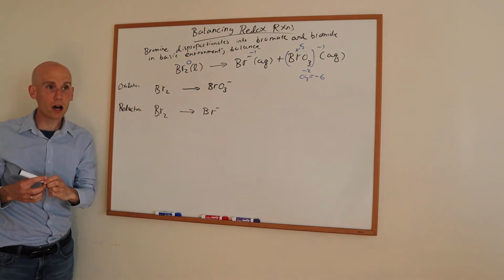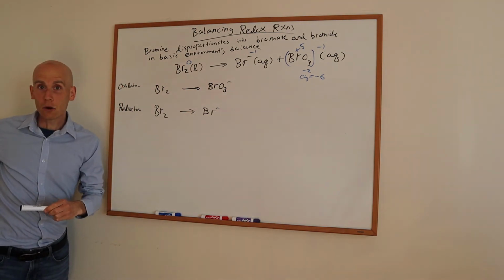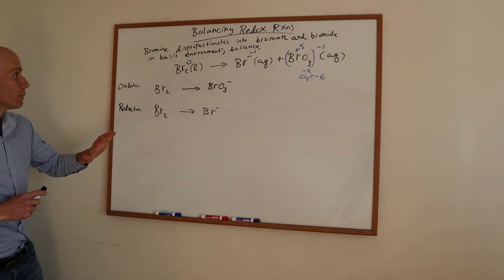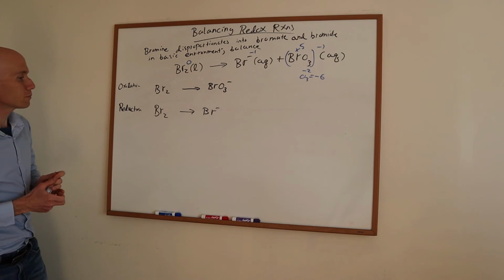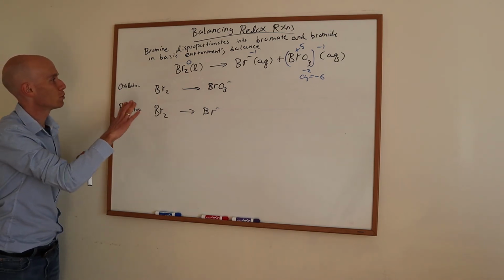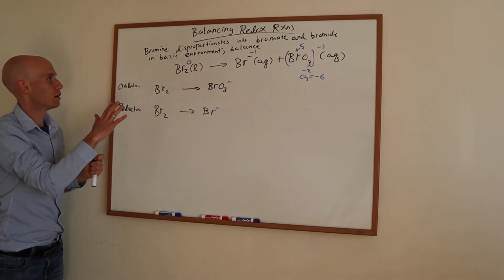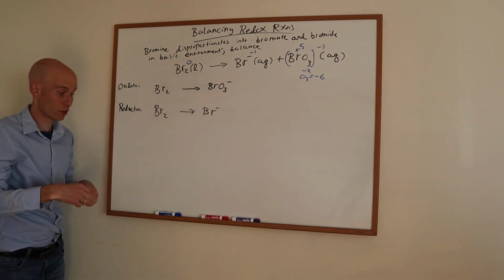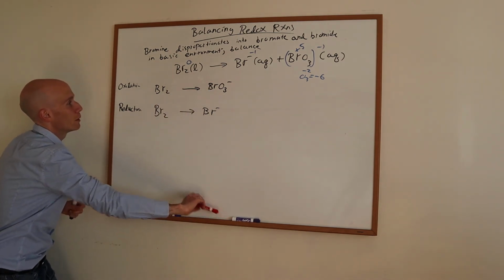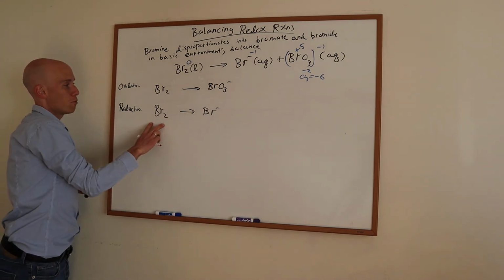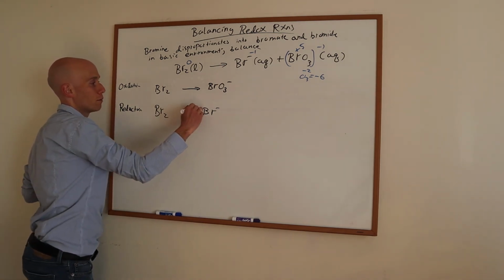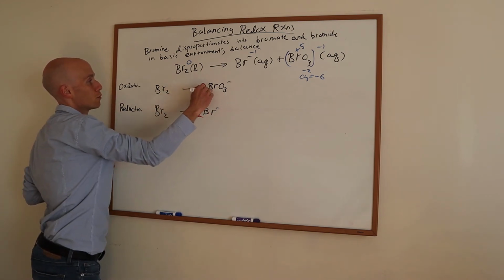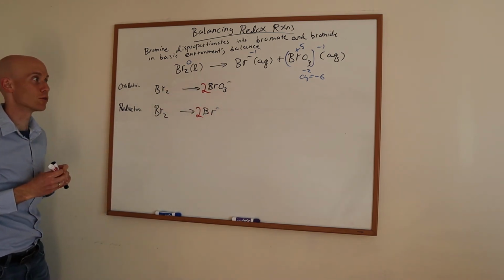So now, what I gotta do now is try to balance this. First things first, I'm going to balance the elements that are not oxygen or hydrogen. I have oxygen here, so I'm going to ignore it for now. And I'm going to use bromine only. So I have 2 bromines here, I have 1 bromine here, so I'll put 2. I have 2 bromines here, 1 bromine here, I'll put 2. That's the first step.